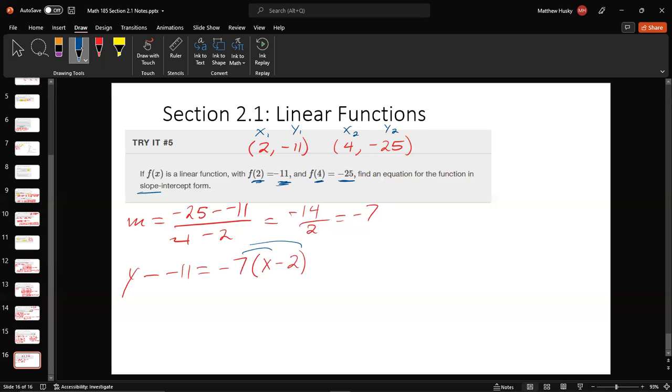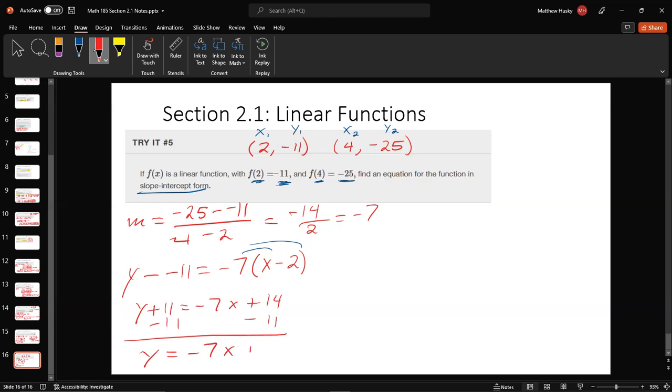They tell us to just do slope-intercept form. They're not bothering with multiple forms here. Y minus negative 11 is y plus 11. You distribute that, you get negative 7x plus 14. And then if you subtract 11, you shall get your answer, which is negative 7x plus 3. And that is the solution. And with that, we are done with section 2.1. All right, so we will stop there for tonight.